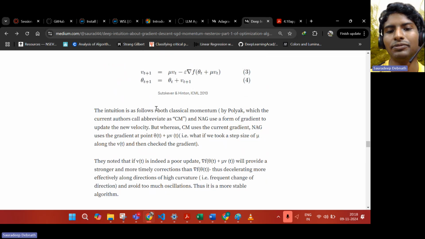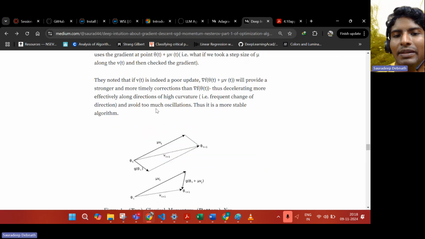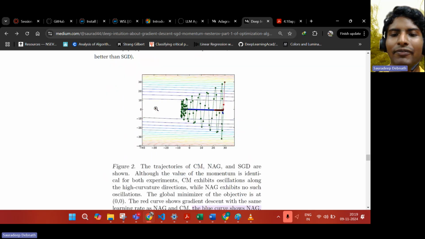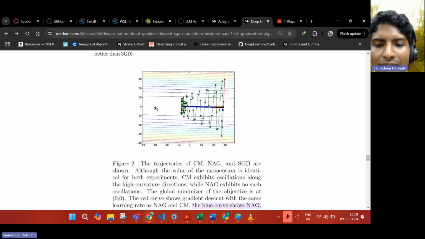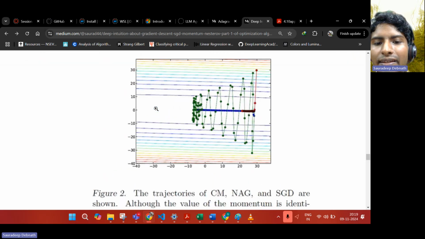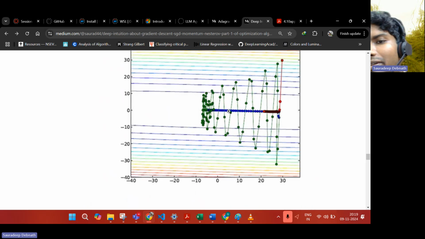Now, what does that do? They explained it this way: it provides a more timely correction in case the earlier step was bad. And in fact, the experiments do show it. For example, here they compare on a high curvature direction, where green is momentum and blue is the Nesterov accelerated gradient, or NAG. As you can see, there is a lot more oscillation in momentum as compared to NAG.